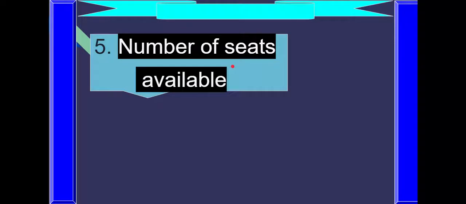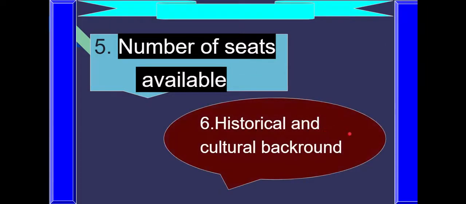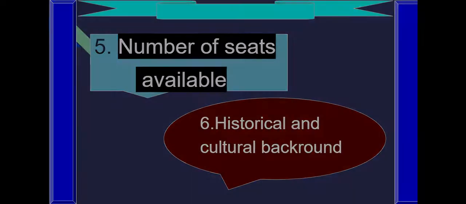Okay, so the number of seats available is a key factor in determining how many electoral districts will be created. Then we have the historical and cultural background of the people. In this case, we're saying that when the electoral body is to create an electoral district, it is very important that they consider the culture of the people. So they most often group people of the same culture together, people of the same language together, people of the same historical backgrounds together. The reason is easy understanding among them, to avoid crisis or commotion of interest.